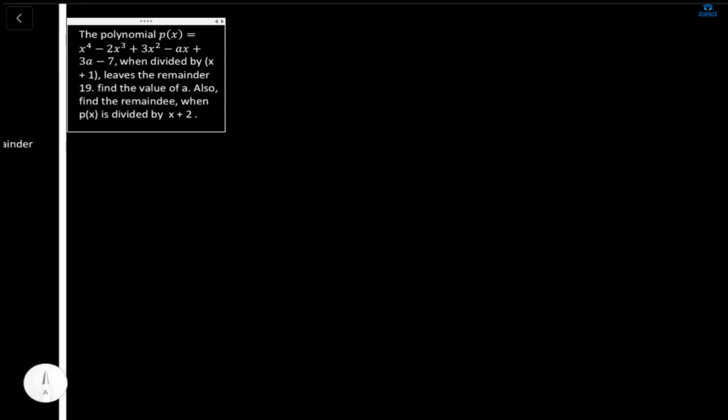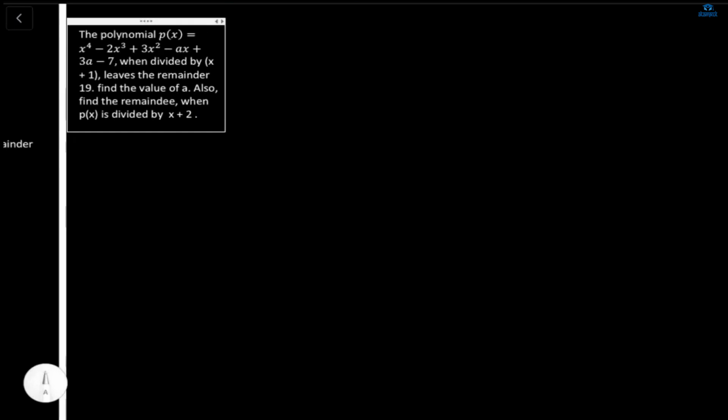Razi, Zikra and Sharia both left. Yes, ma'am. Okay, Razi, can you tell me what concept you are going to use here? Yes, ma'am. In the last question, we found the value of k. Same as we will find the value of a, and then we will also find the value when p(x) is divided by x plus 1. Ma'am, are you going to do the long division method? Are you going to do the long division method? No, ma'am.